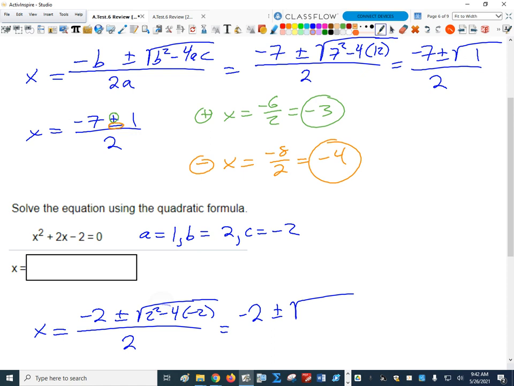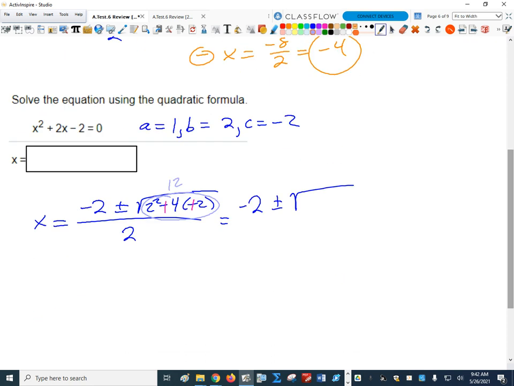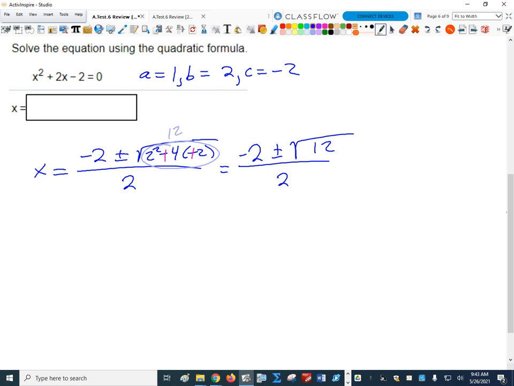So we get negative 2 plus or minus the square root of, let's see what happens in here. If we take all the stuff in here, what's going to happen? Well, I see one thing going on. If I multiply a negative times a negative, they become positive, right? And so we're going to get 4 plus 8, which is 12 inside, all divided by 2.